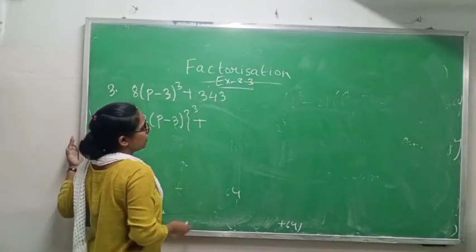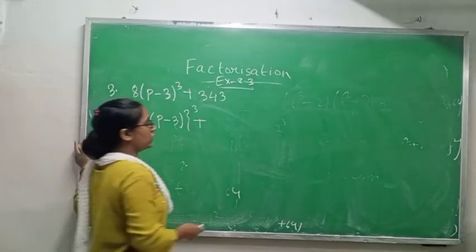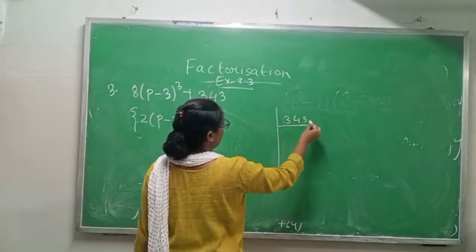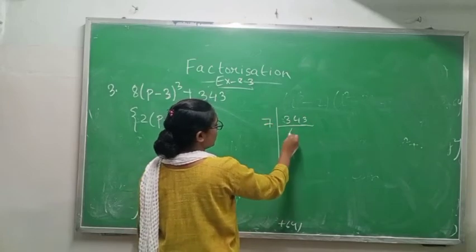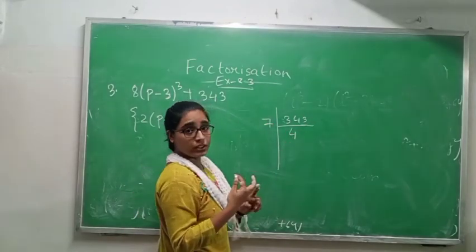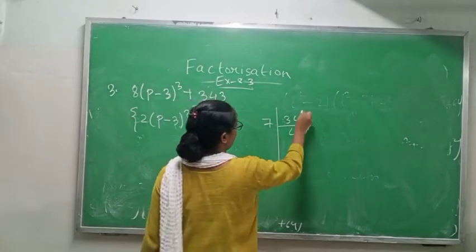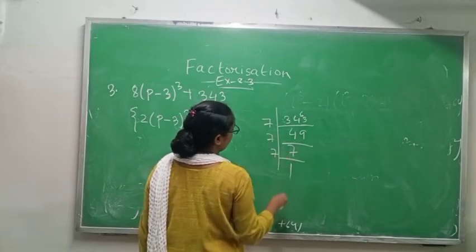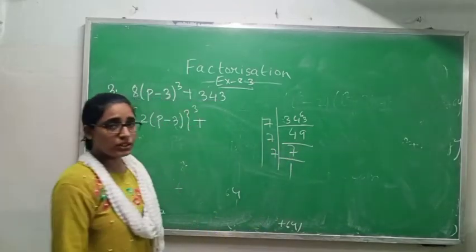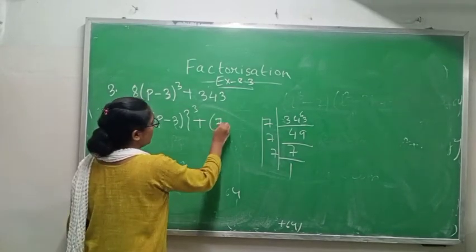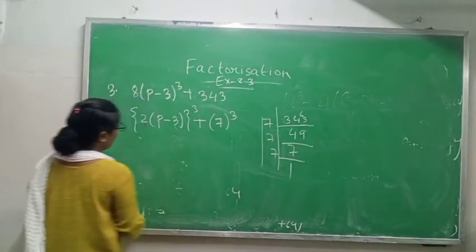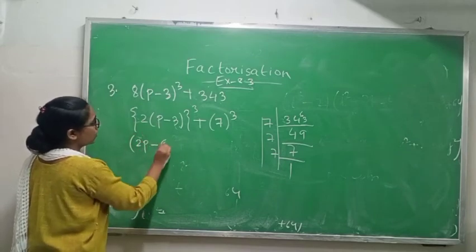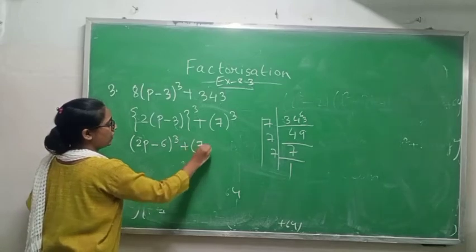Now I have to take LCM to see that 343 is the cube of which number. So 343, 7 table, 7 4s are 28, 29, 30, 31, 32, 33, 34. So 6 will go here, 7 9 is 63. Okay, 7 7s are 49, 7 1 is 7. So you can see 7 is coming 3 times. It means that 7 is the cube root of 343. Okay. Now you can multiply this one. 2p minus 2 3s are 6, cube, plus 7 whole cube.